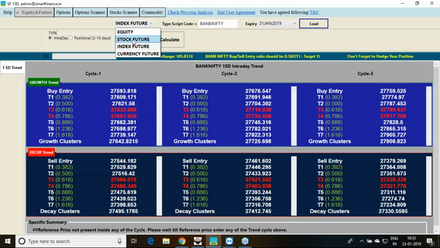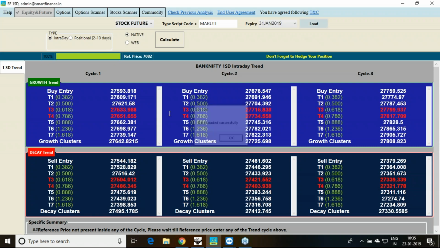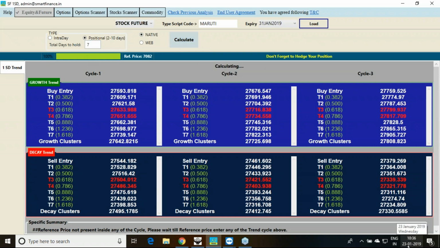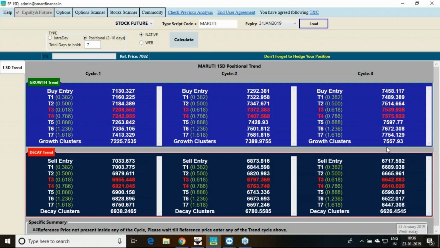Here I am choosing Maruti, which is going to give its quarterly result on 25th of January. Since 26th is a holiday, it may come post market hours, so you will get the impact from Monday. I have loaded Maruti and I am looking at its 5 to 7 day period, since today is the 23rd.